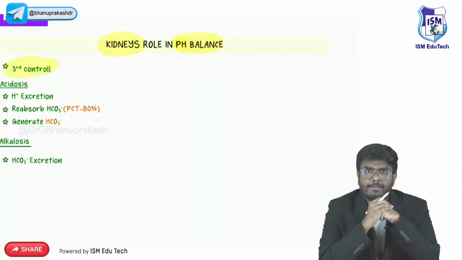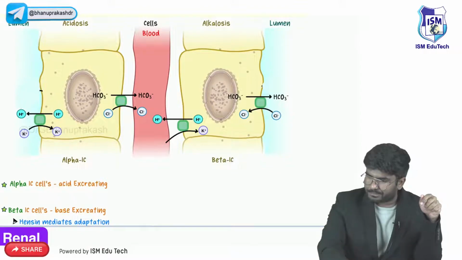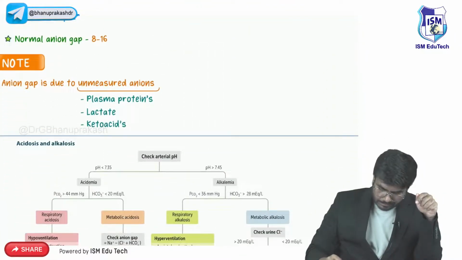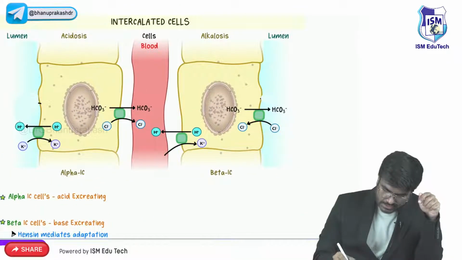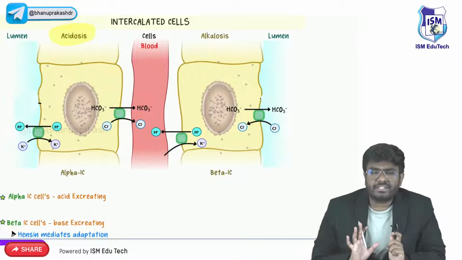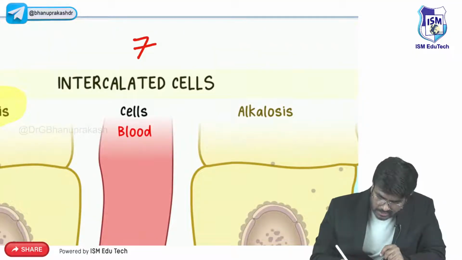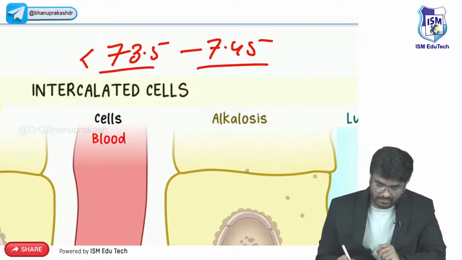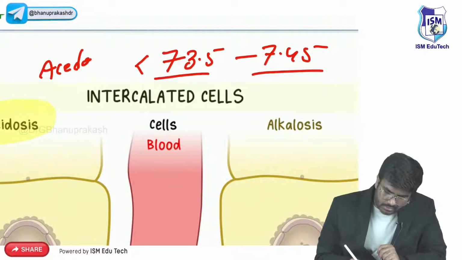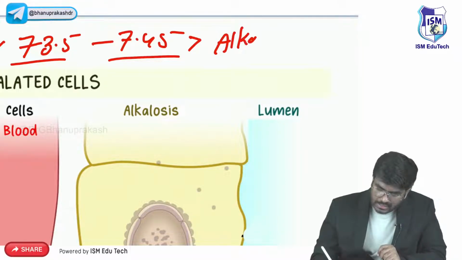My point is, whenever you suffer with acidosis, and right now you are suffering with acidosis. Acidosis means what? The normal body pH is how much? 7.35 to 7.45 is your normal pH. If your pH is becoming less than 7.35, then it is called acidosis. If your pH is becoming more than 7.45, then it is called alkalosis.